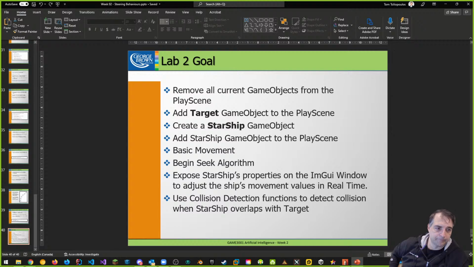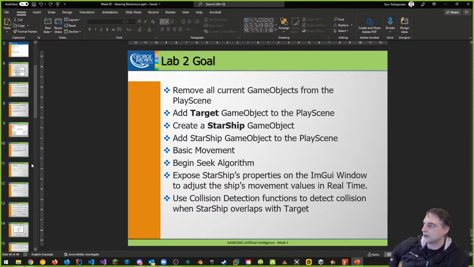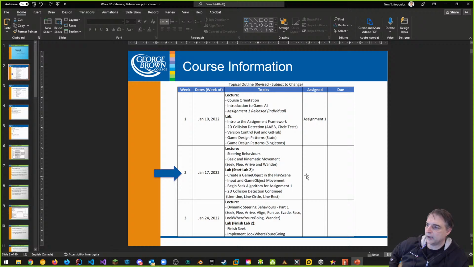Any other questions before we go for the day? What we wanted to cover today, at a very high level, was this idea of steering behaviors and kinematic movement: seek, flee, arrive, and wander. I know we're ending a lot earlier today, like I told you. I've also given you a couple of references. One reference is on Blackboard right now, and it talks about the seek algorithm. We're going to work on the seek algorithm first and refine it over two classes, because Lab 2 starts here and then finishes here.